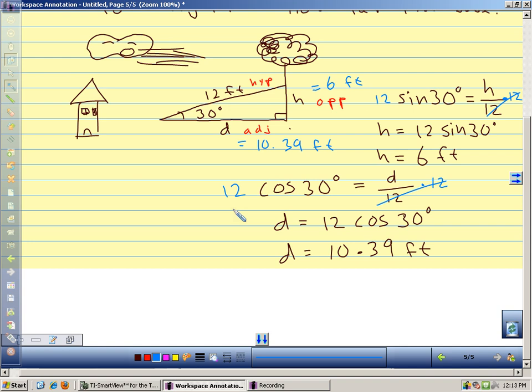Questions on that example? Label our sides. Depending on which sides we have, we pick our ratio, write our equation, and solve our equation. All right, let's look at another example.